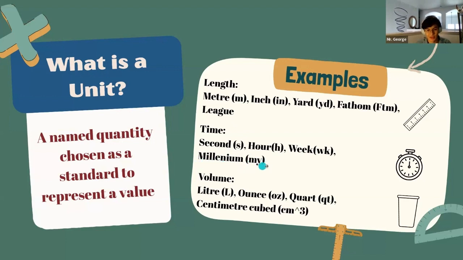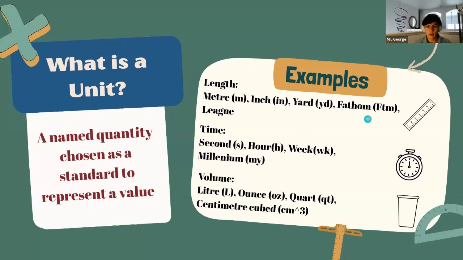1,000 years. All right. Then we can move on to volume, which is a liter, an ounce, a quart, or even a centimeter cubed. You're going to think, hey, what the heck? A centimeter is a length value. But if you take this length value and multiply it by itself, that gives you a square area. And if you multiply that square area by another length value, you get a 3D object. But we're going to get into that later.